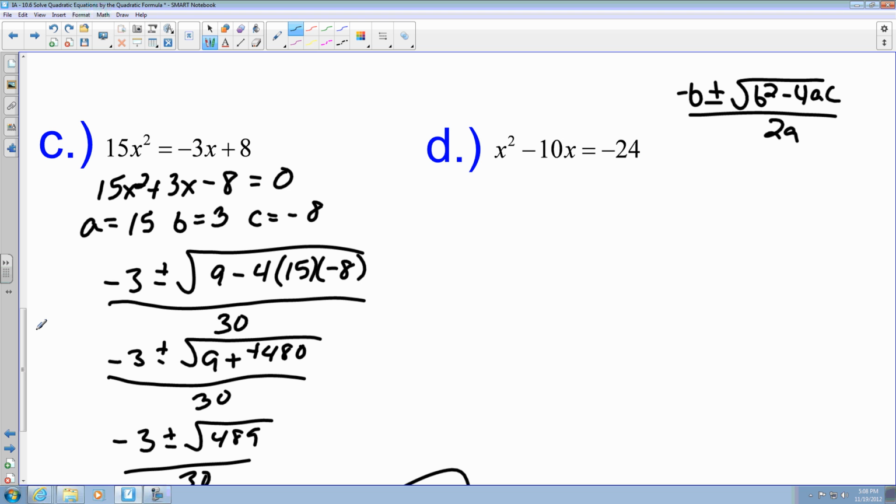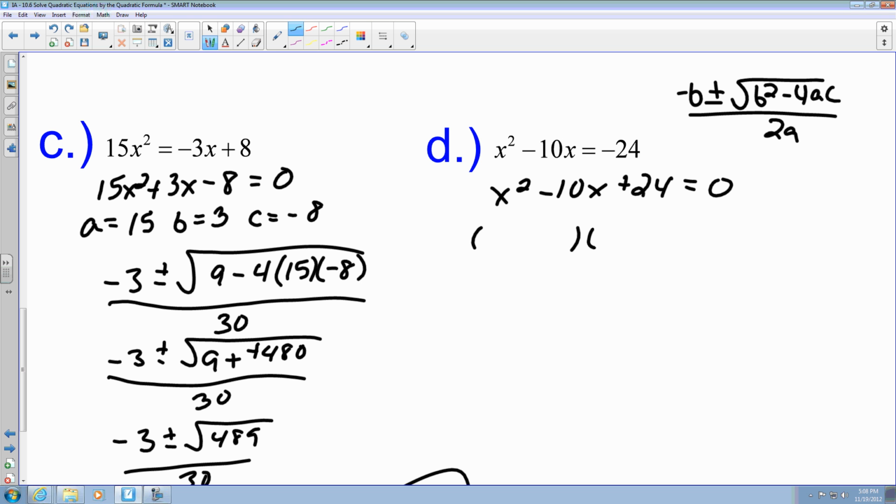And the last one, D, I have x squared minus 10x equals negative 24. Again, let's get it all on one side. So it's plus 24 equals 0. And for this one, I'm going to resort back to something we learned back in chapter 9. And you're going to use the factoring.